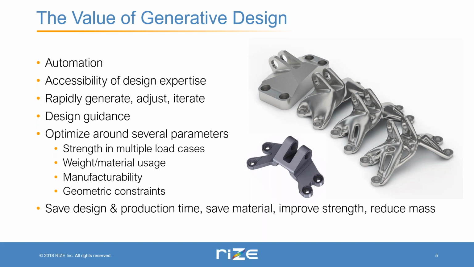Another thing that can often be considered in this program is manufacturability. So in some cases, a certain type of geometry will be difficult to produce using certain manufacturing methods, and by using the control functions for manufacturing method, it will make sure that the design it produces is something that can be done with whichever method you choose. So generally speaking, using generative design can allow you to save design and production time. It can save you material, improve strength, reduce mass, and a whole bunch of other things depending on what parameters you are able to optimize.